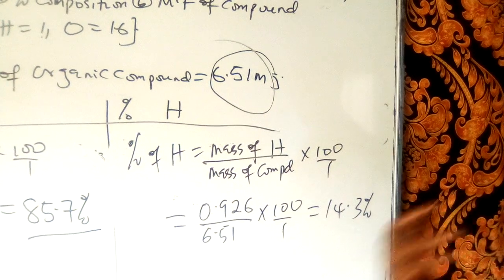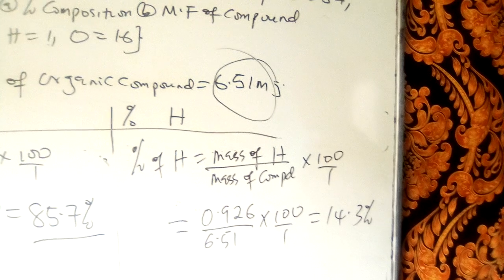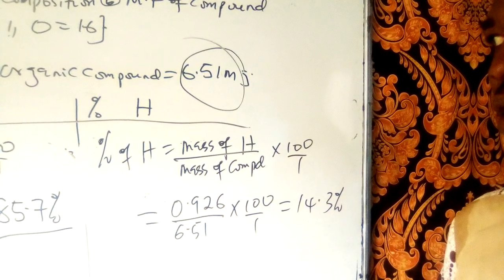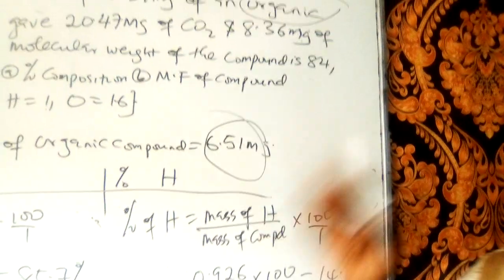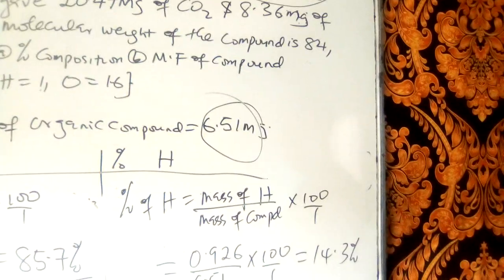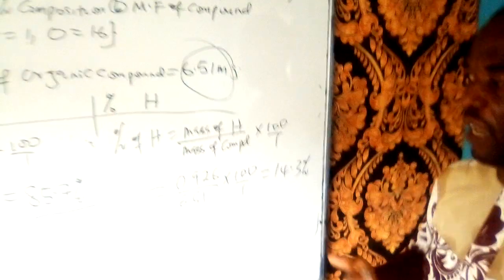You have to ask yourself, is there any other element, which could likely be oxygen, that should be present in the compound that you did not get the percentage for, because they did not tell you that it's a hydrocarbon. If it's a hydrocarbon, we are sure that only carbon and hydrogen are present. But how to find out whether there are any other elements present?